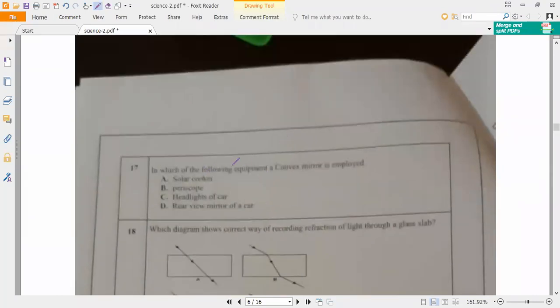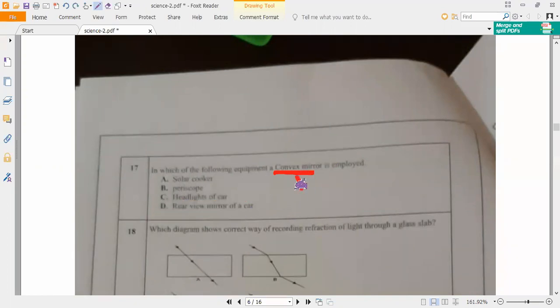Okay. Next. In which of the following experiments is a convex mirror employed? Convex mirror: the rear view mirror of a car. Rear view mirror of the car.